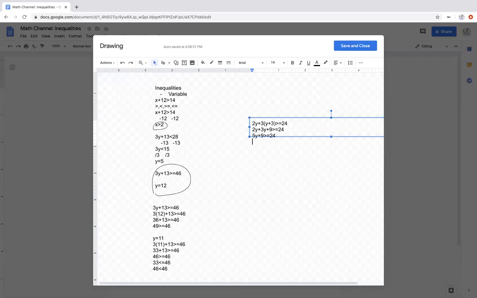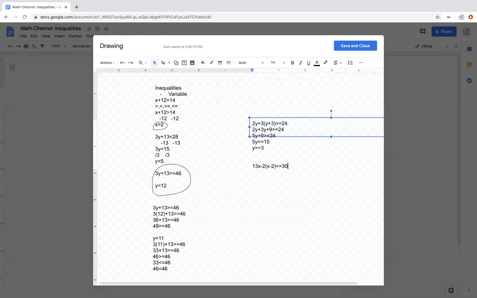Subtract 9 from both sides, you get 5y is greater than or equal to 24 minus 9, which would be 15, which means y is greater than or equal to 3. And that would be your final answer. Now, one last problem. So let's do 13x minus 2(x minus 2) is less than or equal to 30.